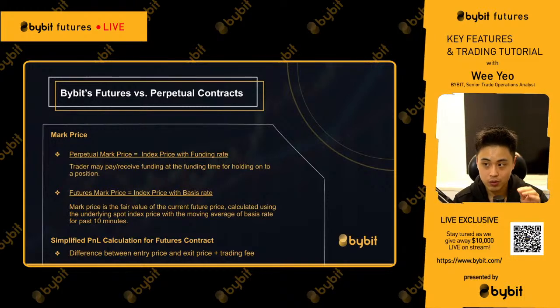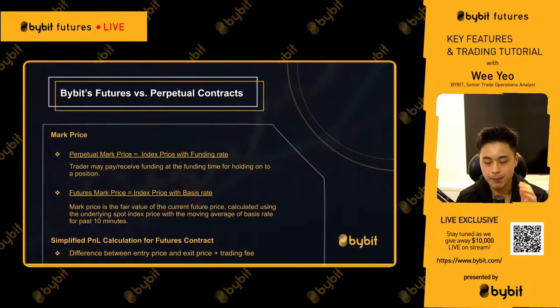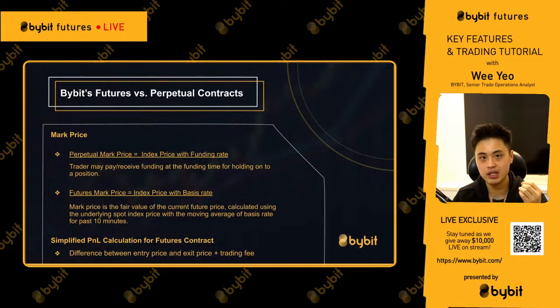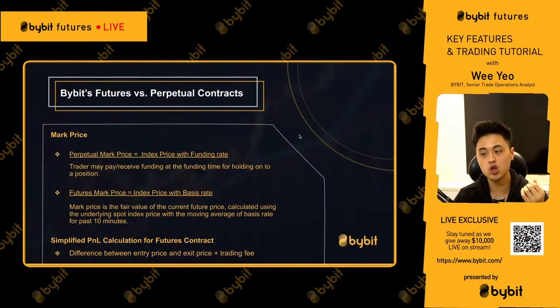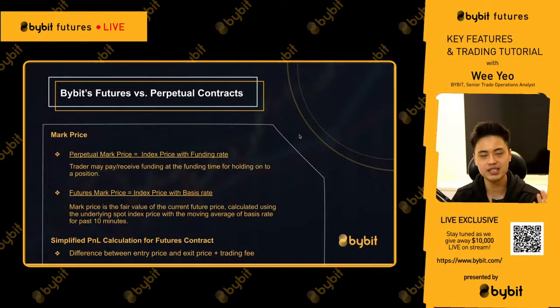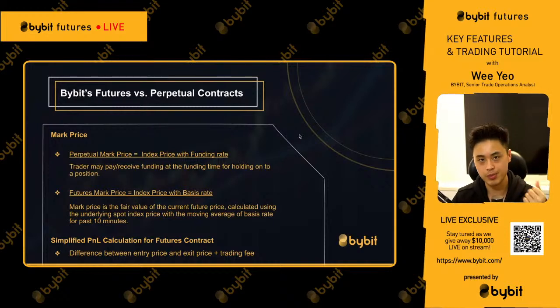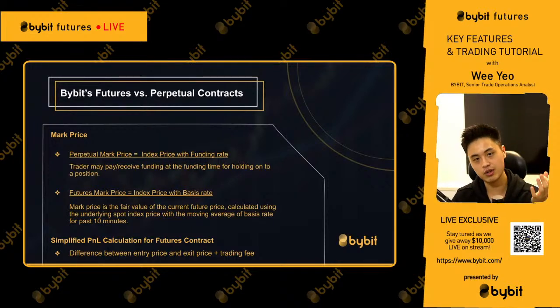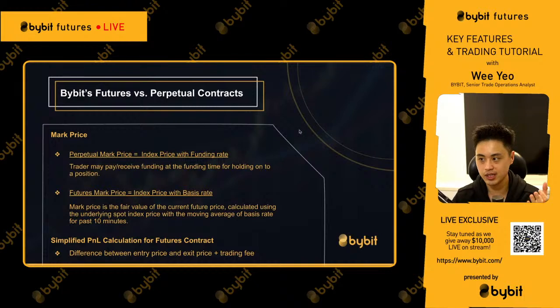Okay, Pavel, for your futures, the base margin is your BTC. So you'll be using BTC. It's the same understanding as your BTC USD inverse perpetual, but this time round, it's just BTC USD inverse futures. Hope this answers your question.